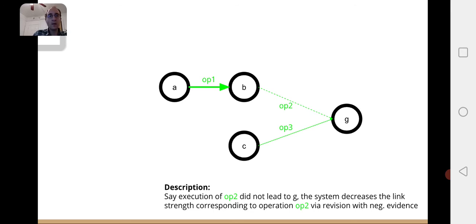So in total, we wanted G, we started with A. The system realized there is no direct way to get G, so it generated B and C as subgoals. Then it realized it can achieve B by executing operation 1, and it got B. Then it realized, now I can get G by executing operation 2, and did this, and then realized that although it did it, it did not lead to G, so the implication link was weakened.